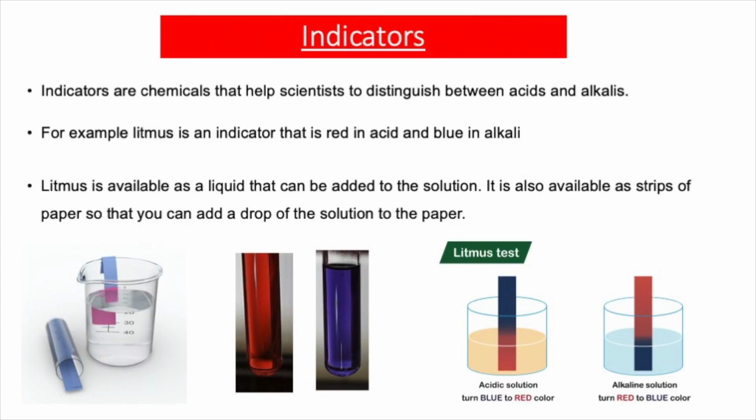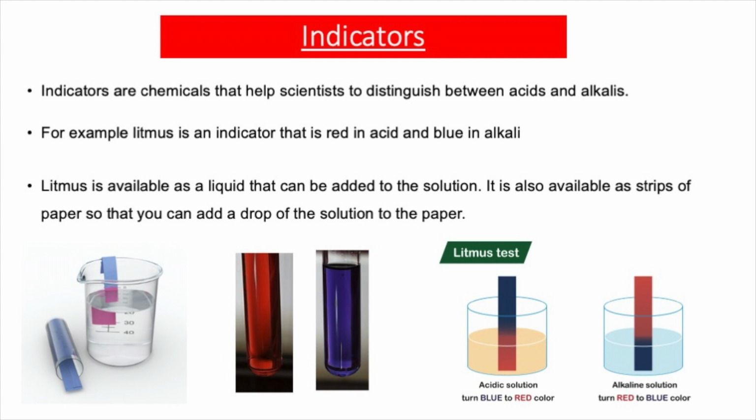Now indicators are chemicals that help scientists to distinguish between acids and alkalis. And during your time at school you would have come across lots of different types of indicators. For example, you may have come across making your own indicator in the form of red cabbage and using that to test for an acid.